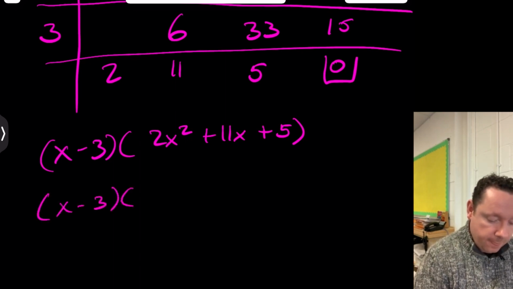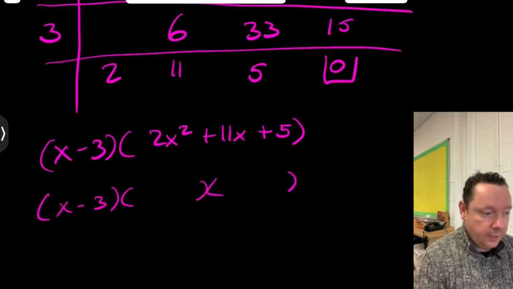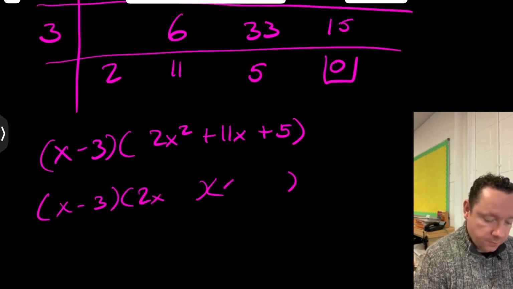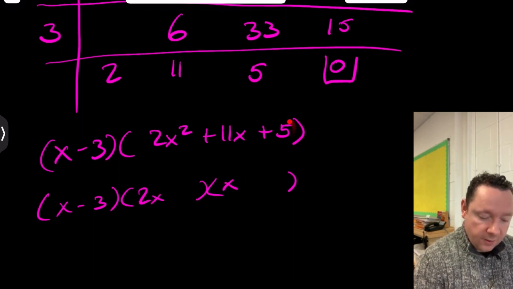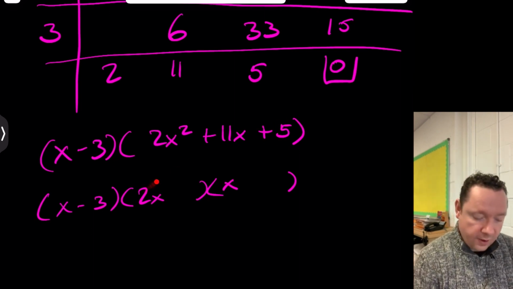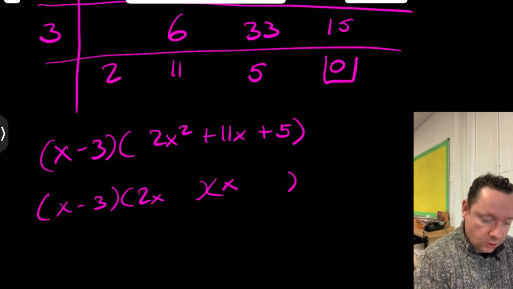We've got x minus 3. I know this is factorisable. You get 2x and x in the first position. And two numbers that times together make 5 is 5 and 1. So 2 5s is 10 plus 1 is 11. So it's just 5 here and 1 here, plus and plus, and we're fully factorised.